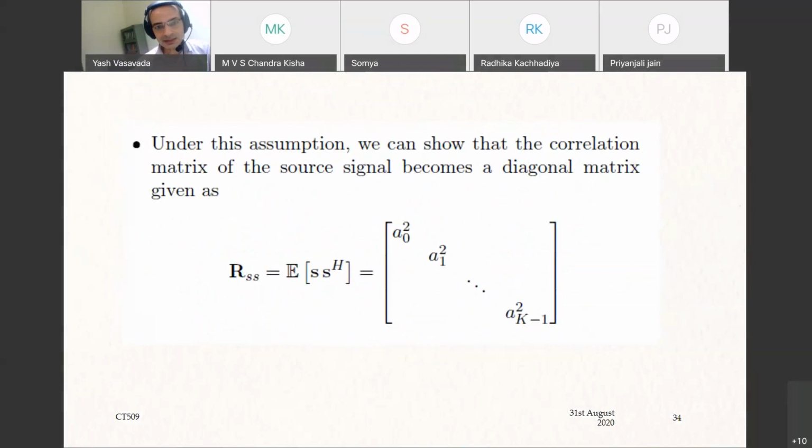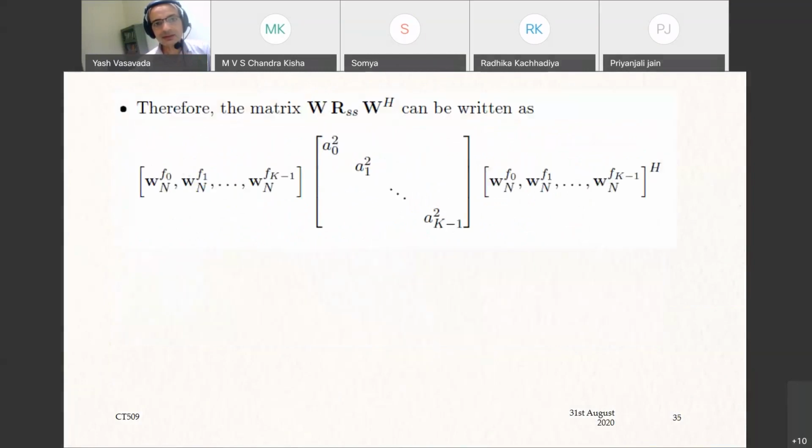Now let us take the next step and look at the matrix term W RSS W Hermitian. Now this matrix W we have formulated earlier like this.